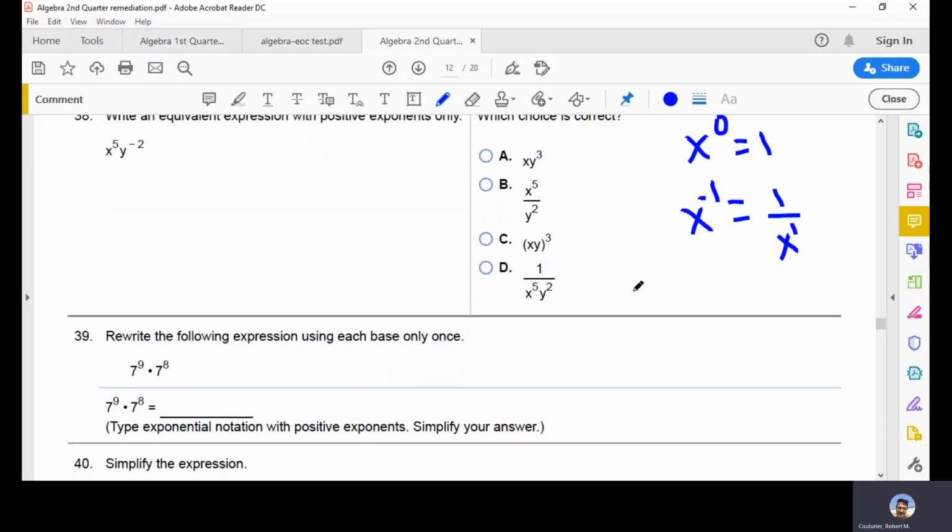Then we had multiplying two bases, if the bases are the same. So if you have x squared times x to the third power, our rule was the base stays the same and you add the exponents.